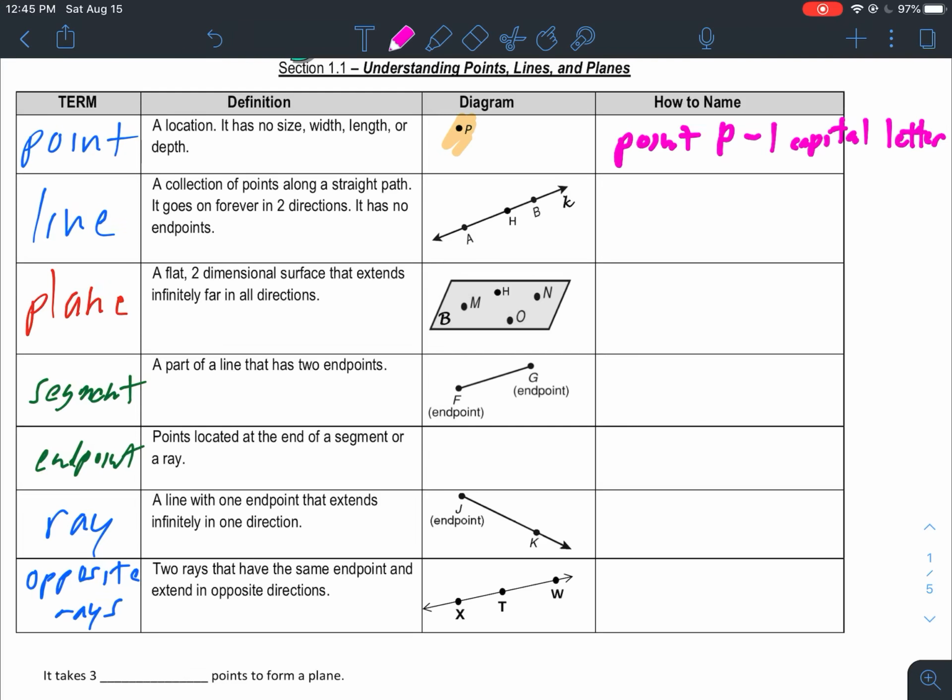Second term is a line. A line is a collection of points on a straight path. It goes on forever in both directions. It has no endpoints. Okay, you can see here's a diagram of a line, and you might be thinking there's 3 points on that line, but that is not correct. There's actually infinitely many points on that line. We can only see 3 of them. There's only 3 that have names. K is not a point, okay? We'll get to that in a second. But A, H, and B are points.